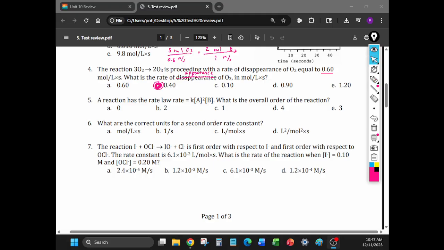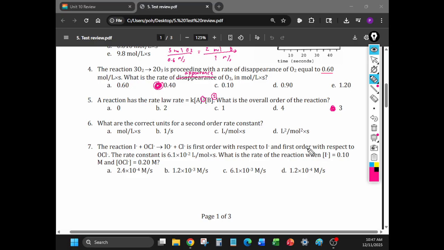Okay, for number 5, pretty easy. Overall rate order is you just add the exponents. So A is second order, B is first order. So that means you have a total of third order.